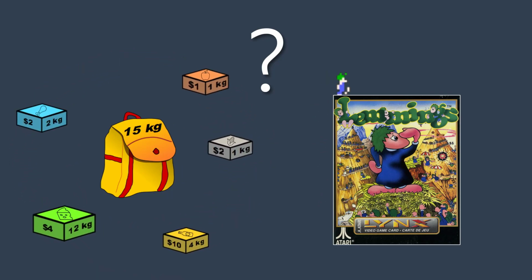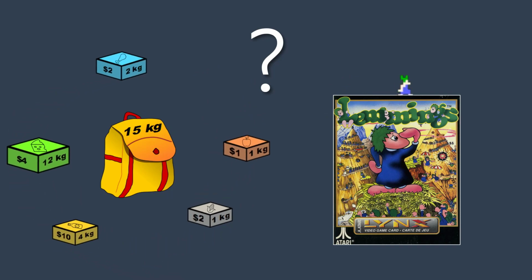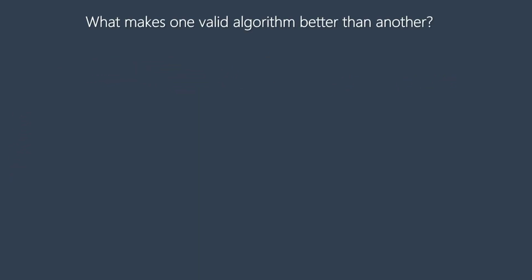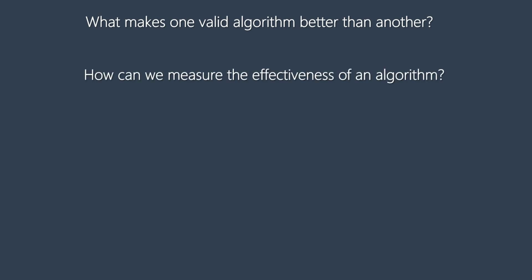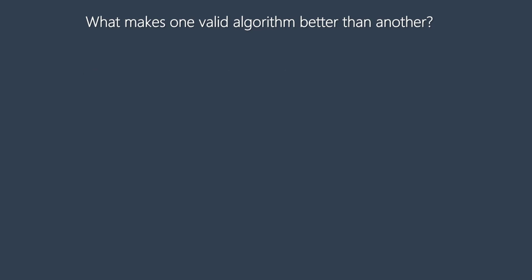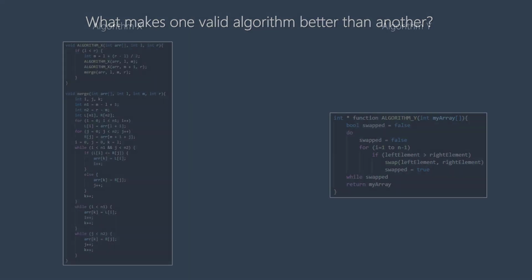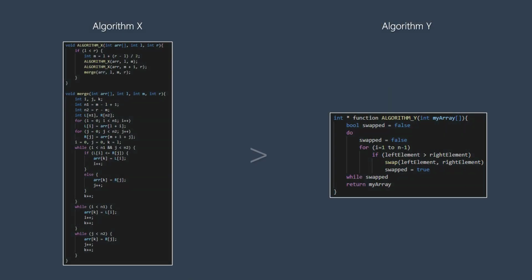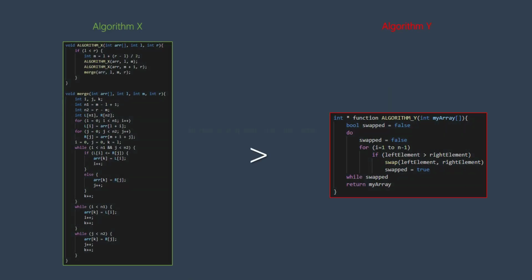Well, first, when solving a problem, we're going to need an algorithm. So, what makes one valid algorithm better than another? How can we measure the effectiveness of an algorithm, and what factors do we need to consider when determining the effectiveness? Well, in computer science theory, an algorithm X can be considered better or more efficient than another algorithm Y if it has a better asymptotic running time than Y.